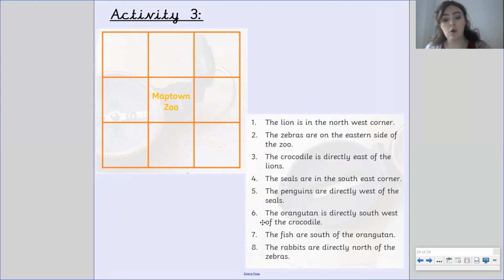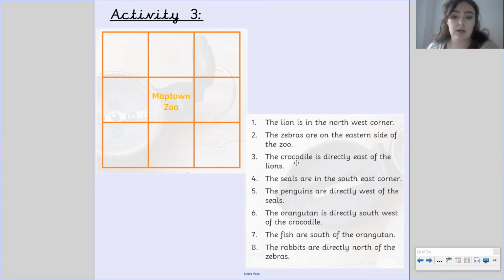Then you're going to work through all of these questions using a compass to help you. So the lion is in the northwest corner. Where is the lion going to go? You can draw a picture of him or you could write the word lion. Number 2, the zebras are on the eastern side of the zoo. So where are the zebras going to go? As I said, you can draw it or just write the word zebras.